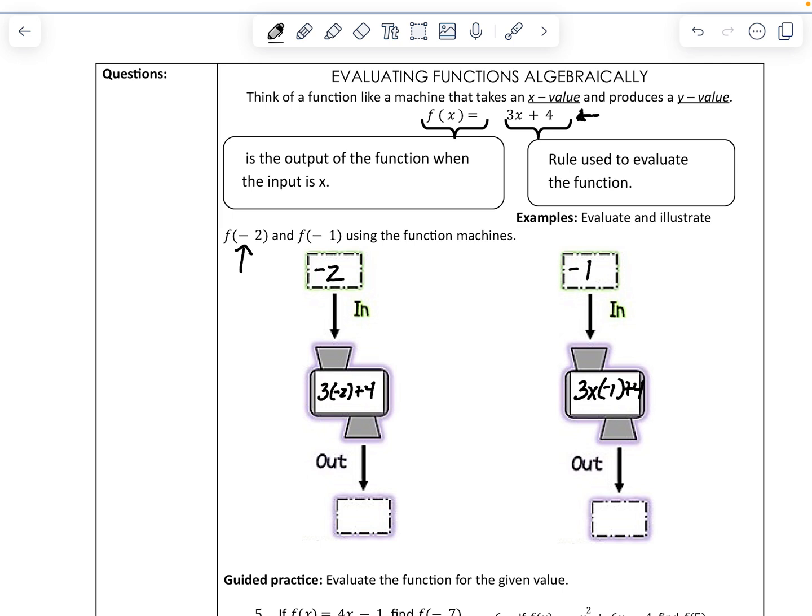All right, so do the math. 3 times negative 2, negative 6, plus 4, spits out a negative 2. So f of negative 2 equals negative 2. Okay. Let's do the negative 1.